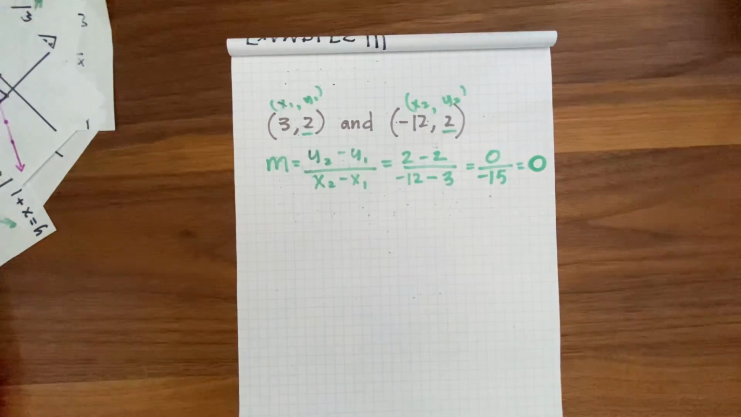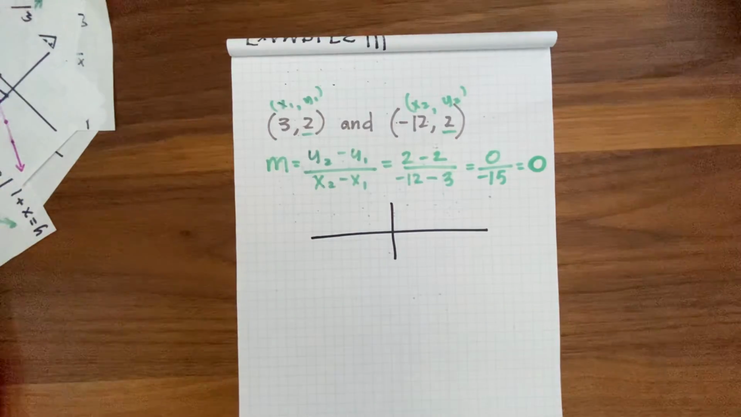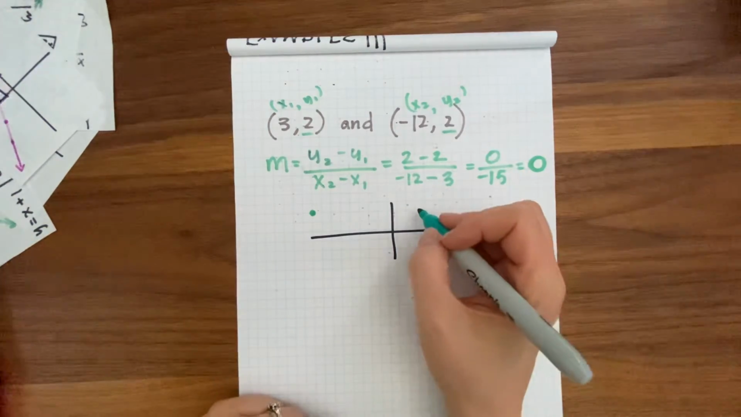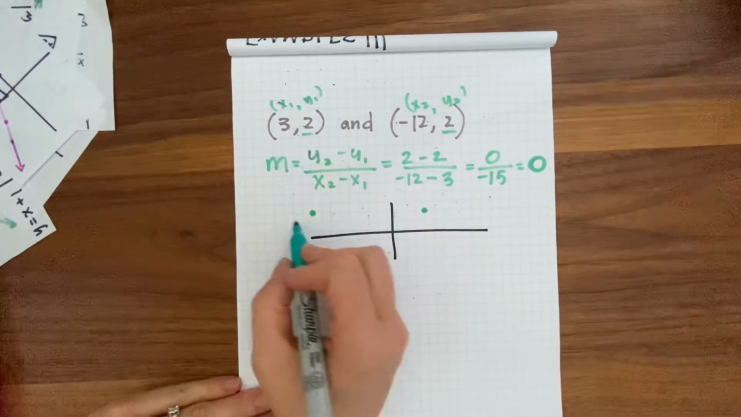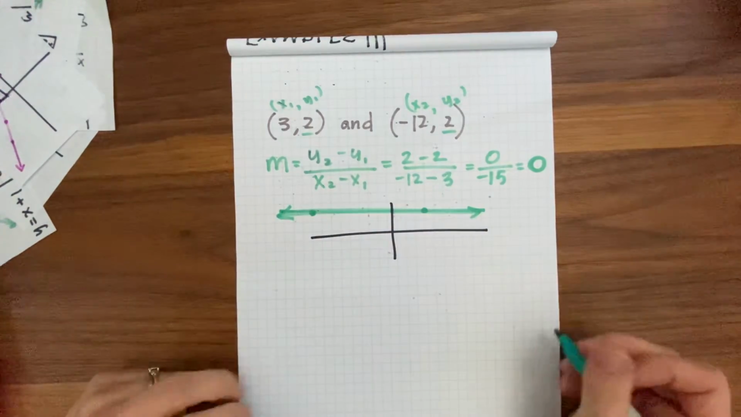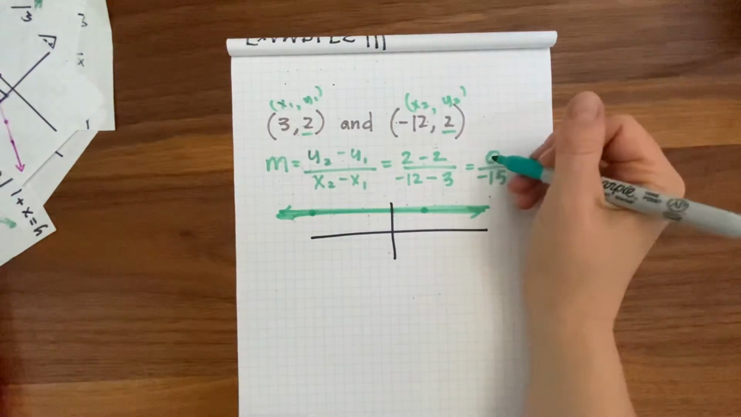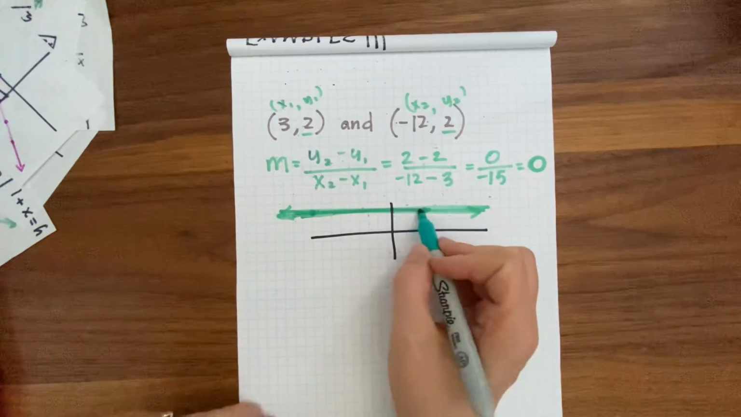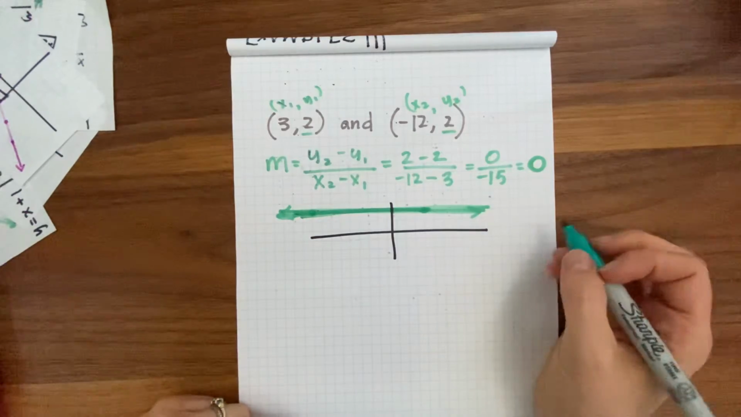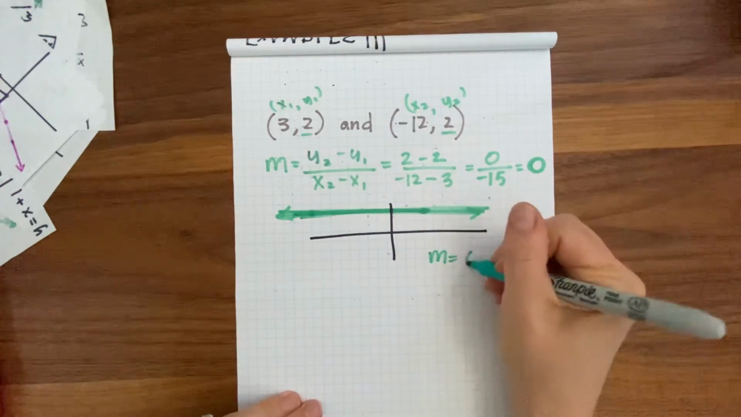But this is where thinking about this visually is quite helpful. -12, 2, well, that's going to be somewhere over there. 3, 2, that's going to be somewhere over here. What can you tell me about that line? Notice it doesn't rise at all from one point to the next. The rise is 0. We're going over 15 points. That's where that 15 comes from. If we go that direction, we're going back. That's where the negative comes from. But you can tell me, just by visually looking at this, that the slope is 0.